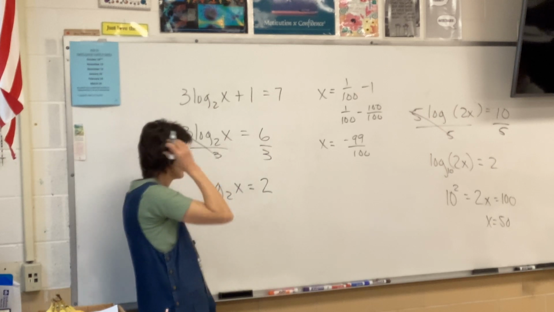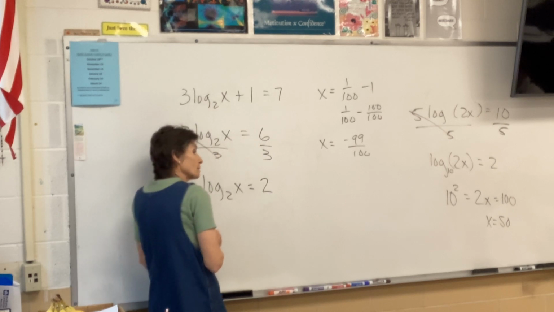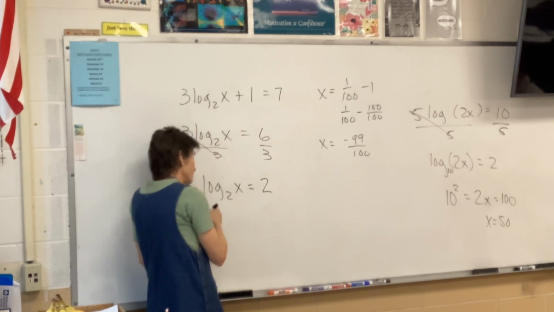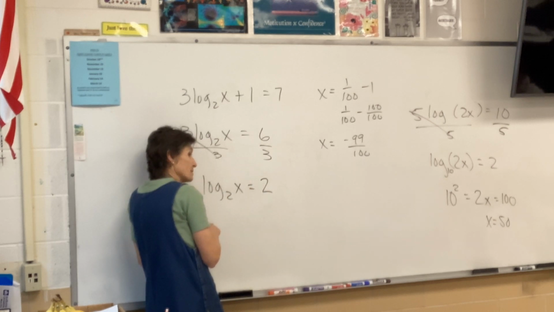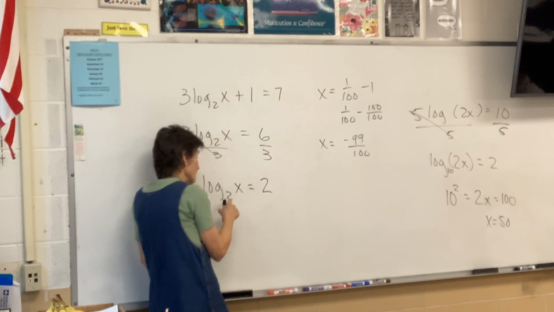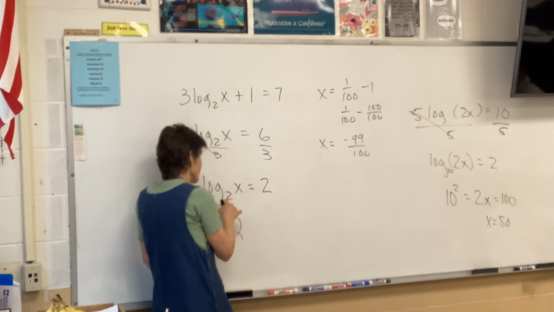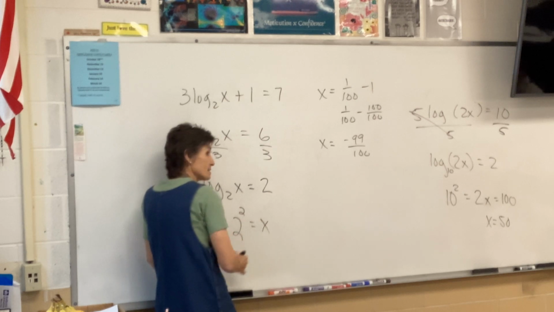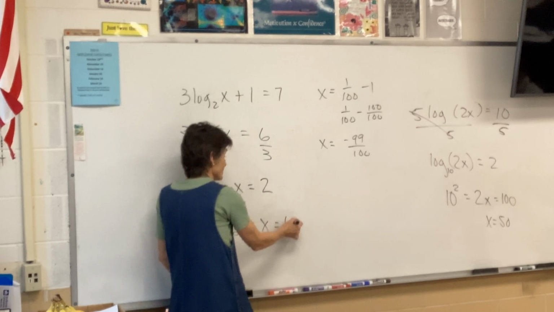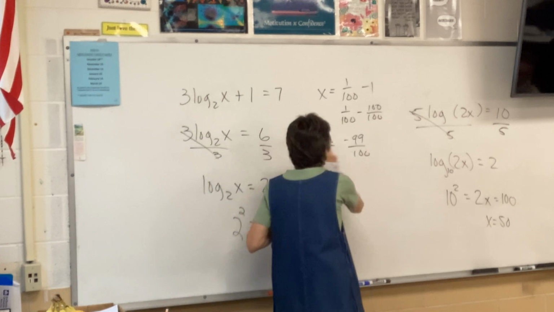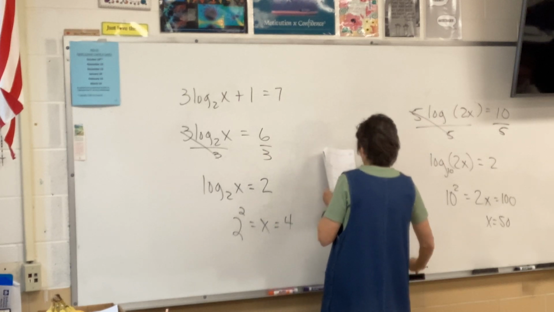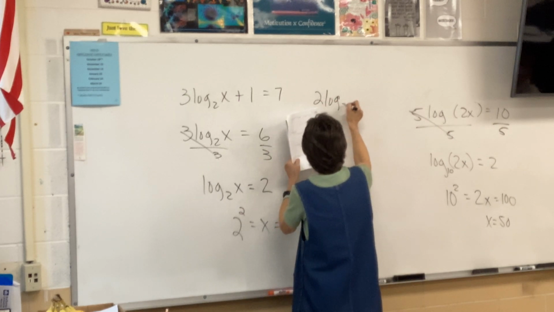And then Ayrton, what happens now? How do I get rid of this logarithm? I need to get rid of it, so what am I gonna do? What number do I start with? This 2 right here, I start with him. So 2 to the second equals x. So x equals 4.